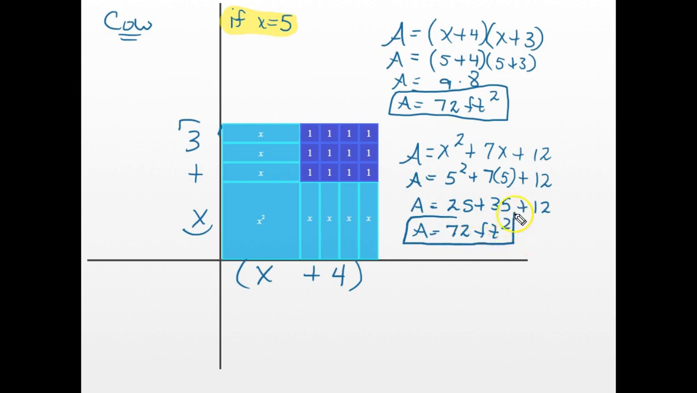And finally, we can use our area model to help us. Again, substituting in that 5 for the x's. So x squared would be 5 squared, which would give this an area of 25. And then for each of my x's here, I would have an area of 5.